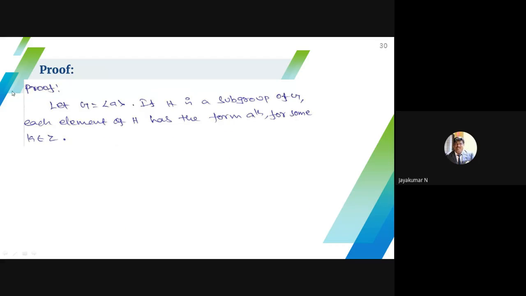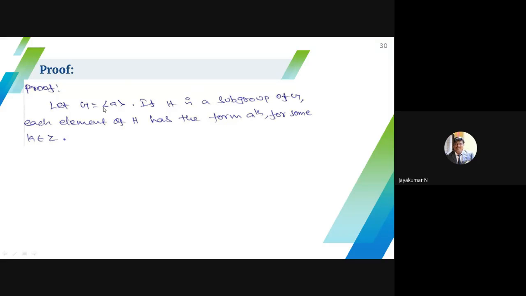Let us know that G is a cyclic group. That means G is generated by a single element A, so each and every element of G has the form A power something. If H is a subgroup of G, then each element of H has the form A power K, because each element of G has the form A power K, which implies that H is a subgroup whose elements belong to G.